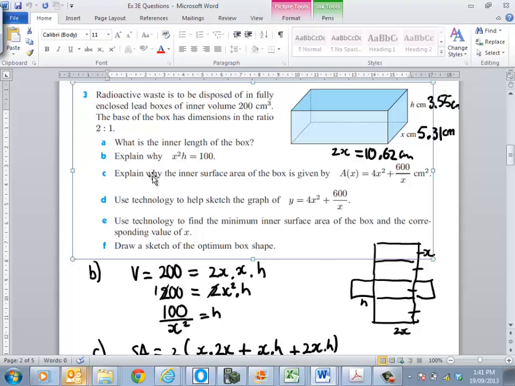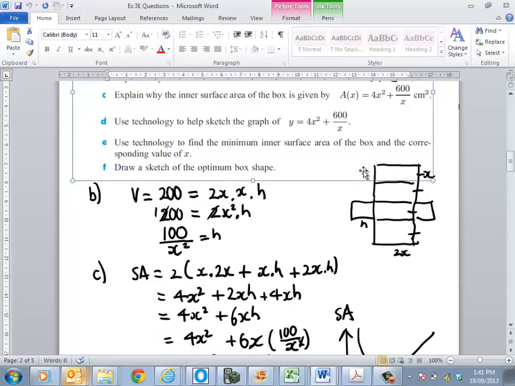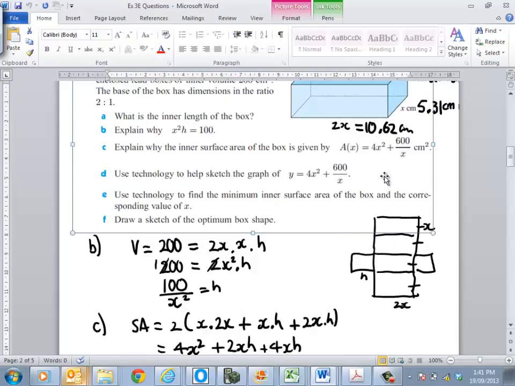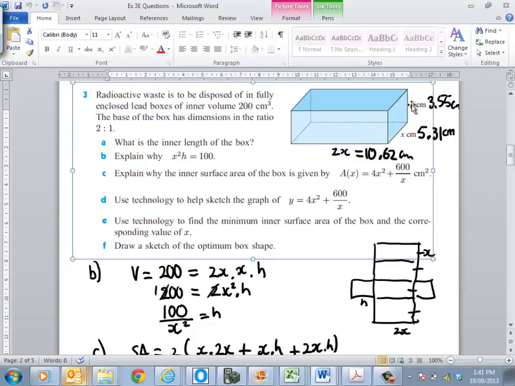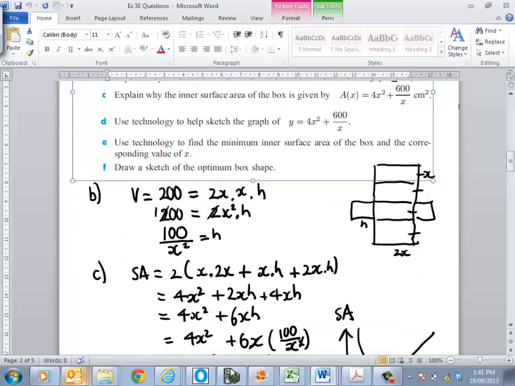The next says, explain why the inner surface area of the box is given by that. Another word I might use for that is show. Show the area is given by that. A box like that has basically 3 different sides: x by 2x, x by h, and 2x by h. You don't have to draw your 2D net, but I know those are my sides, and I've got 2 of each of those.